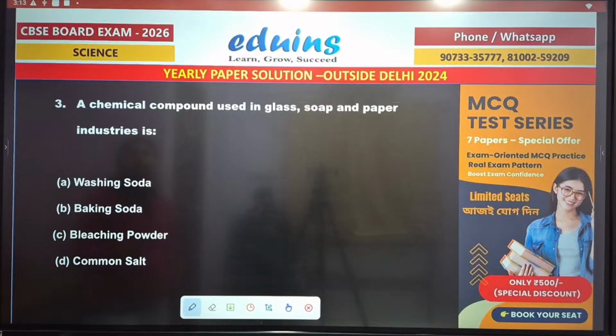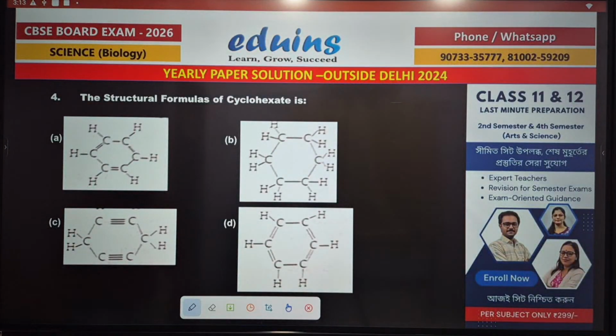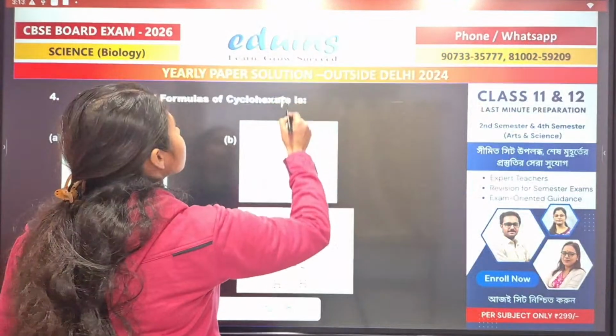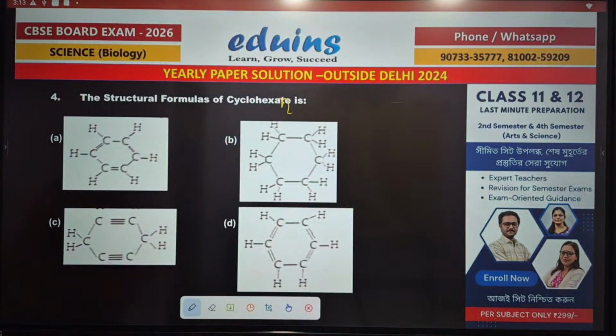The next question is the structural formula of cyclohexane. What is the structural formula of cyclohexane? There are options A, B, C and D. What will be the right answer? Anyone?